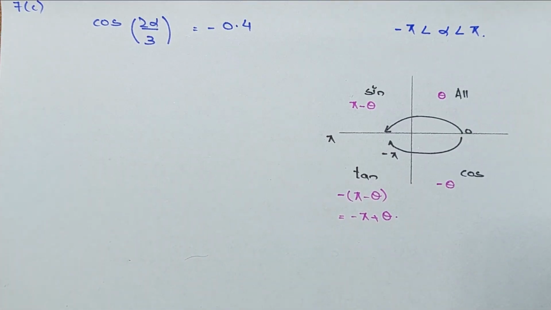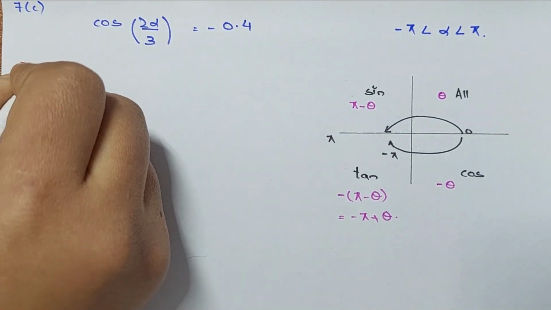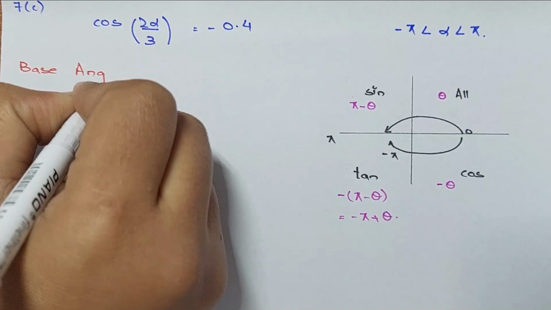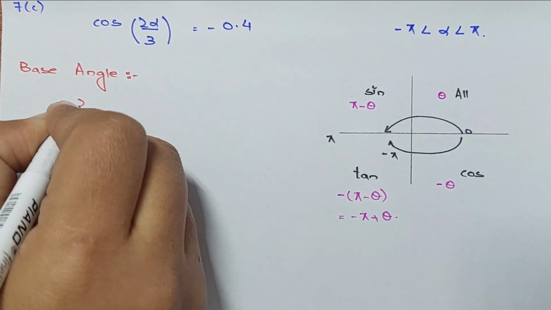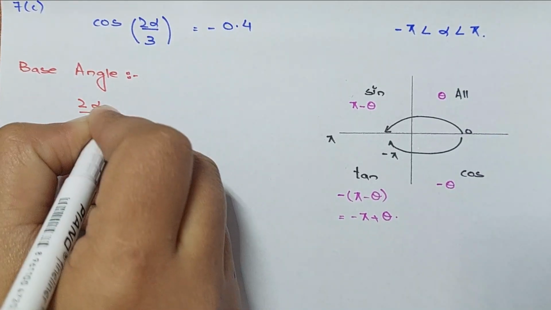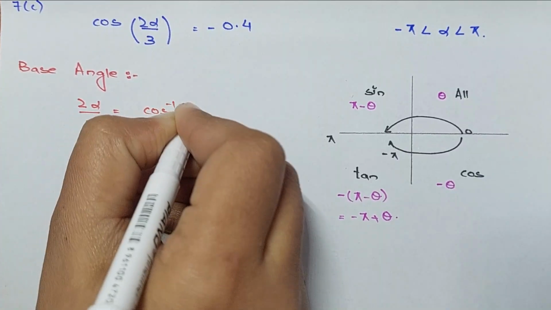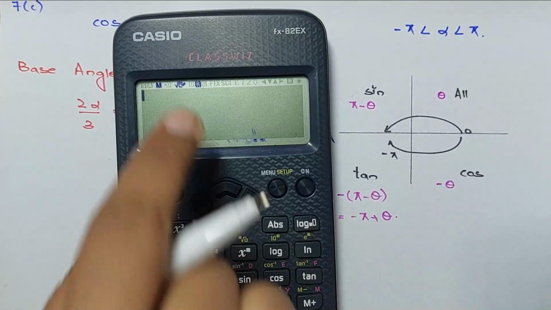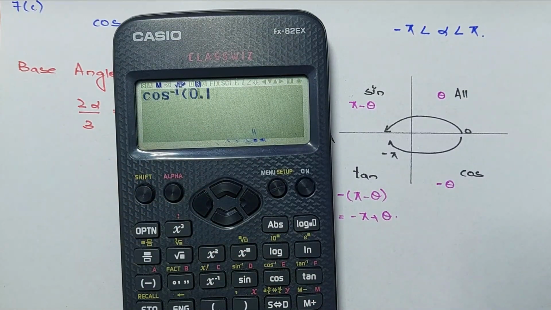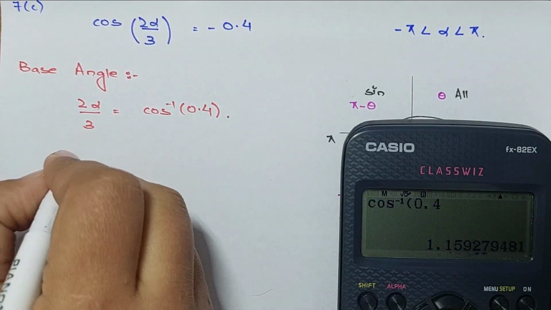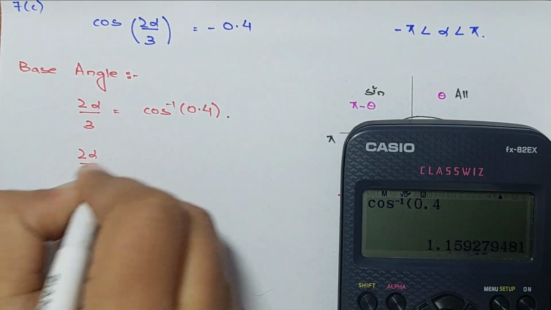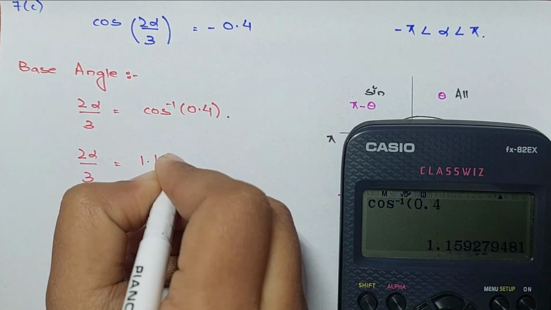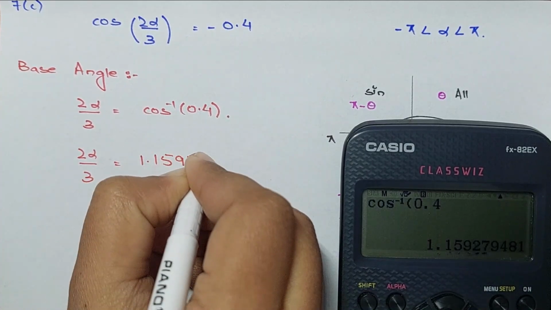Now we can find out the base angle first. For the base angle, 2 alpha over 3 would be equals to cos inverse of 0.4. This is in radians, right? Your calculator should be in radians, right? Cos inverse 0.4 is 1.15928. So 2 alpha over 3 is 1.15928.